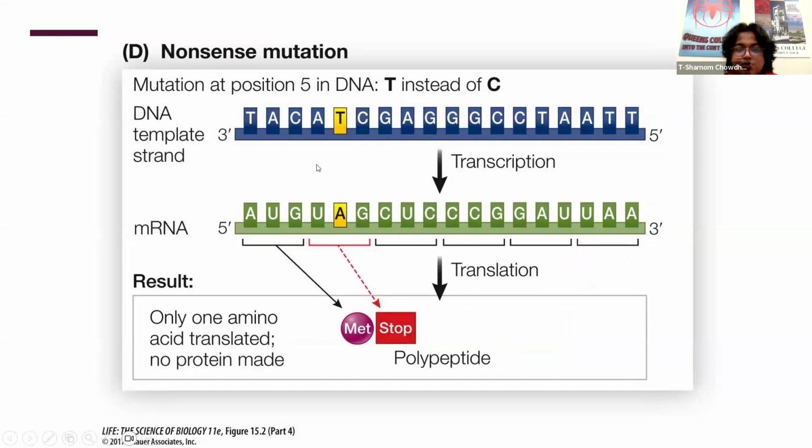A nonsense mutation is when you have a mutation that creates a stop codon early. So in this case, a stop codon was created early due to the mutation.